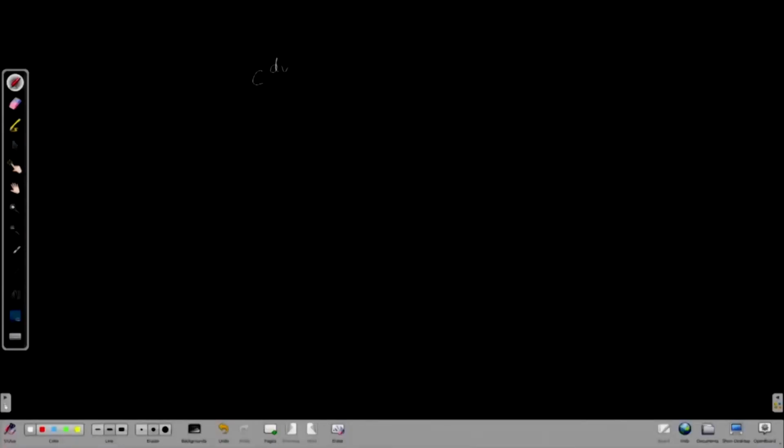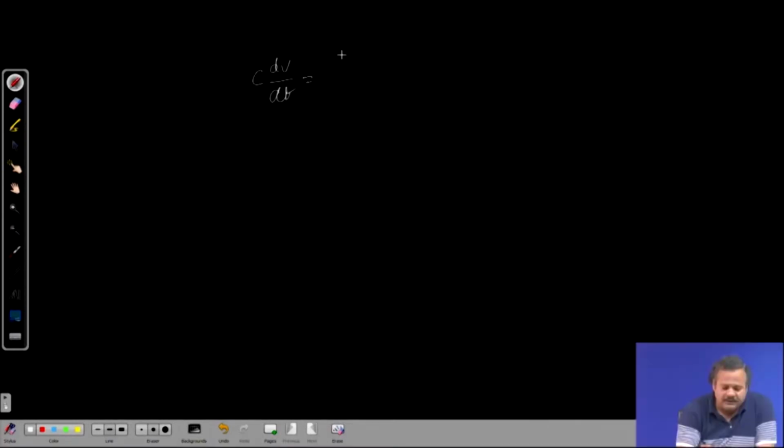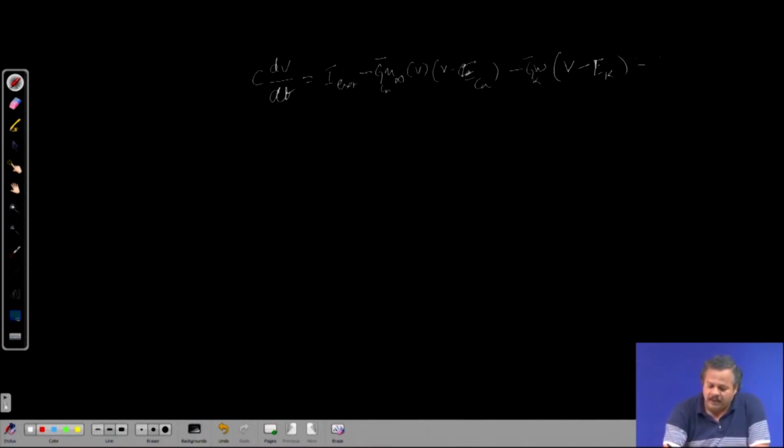So, as we have introduced the Morris-Lecar equations, if you recall, it is given by C dV/dt equals I external minus m infinity(V), this is for the calcium channel, times (V minus E calcium), minus W times (V minus E K), where this W will have a G K bar, which is the overall conductance, and here there will be a G calcium bar, the overall conductance of the entire neuron, and G leak times (V minus E leak).